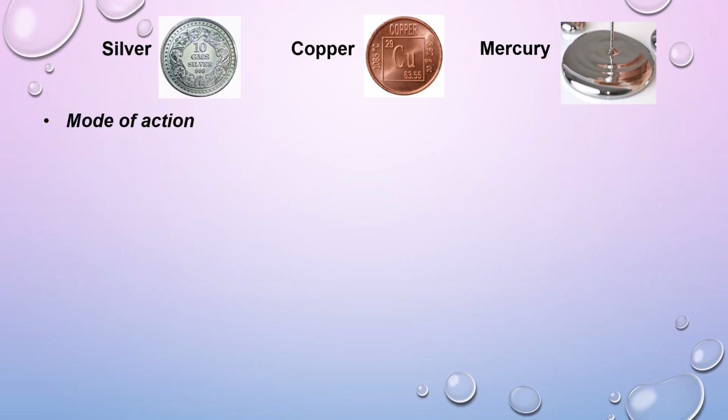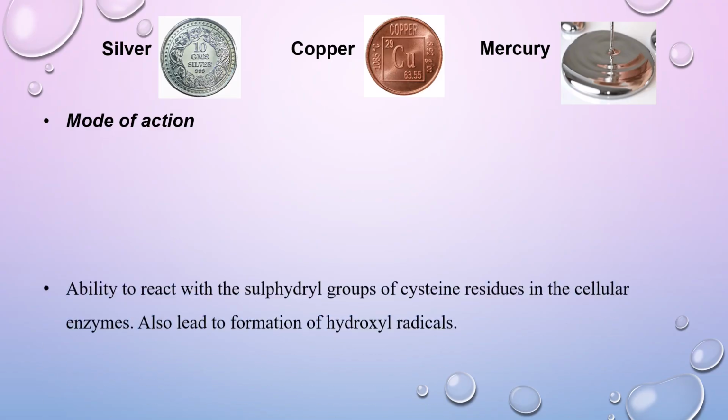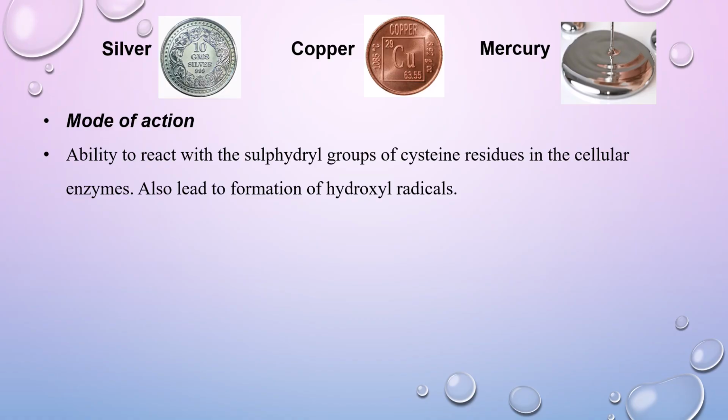The mode of action: The antimicrobial action of heavy metals is due to their ability to react with the sulfhydryl groups of cysteine residues in the cellular enzymes. Further reactions can also lead to formation of hydroxyl radicals. This changes the configuration of the enzyme proteins, which in turn lose their biological activity. At high concentrations, they may also precipitate cell proteins, resulting in cell death.